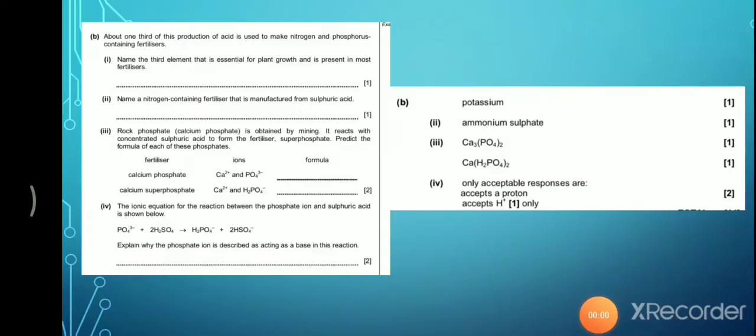Let's quickly go to question 2 here. About 1/3 of the production of this acid is used to make nitrogen and phosphorus containing fertilizer. Name the third element that is essential for plant growth and is present in most fertilizers. You should know that plants require 3 major elements: nitrogen, phosphorus and potassium, NPK. So potassium is missing here. You should write potassium because nitrogen and phosphorus are already given.